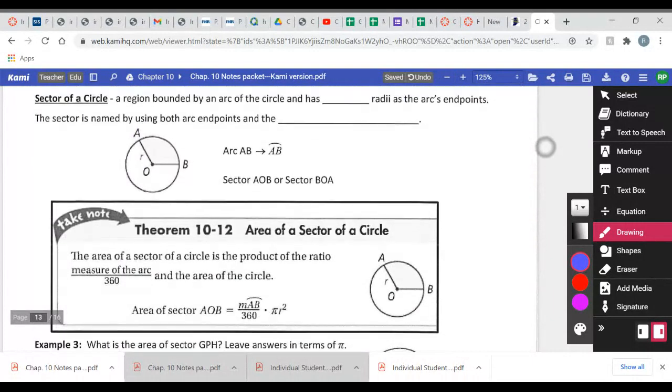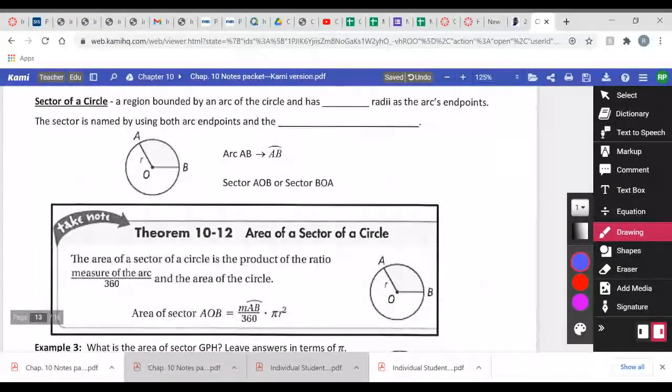All right, a sector of a circle is just like a section of a circle, not the whole circle. It says a region bounded by an arc of the circle and has 2 radii as the arc's endpoints. The sector is named by using both arc endpoints and the center of the circle.